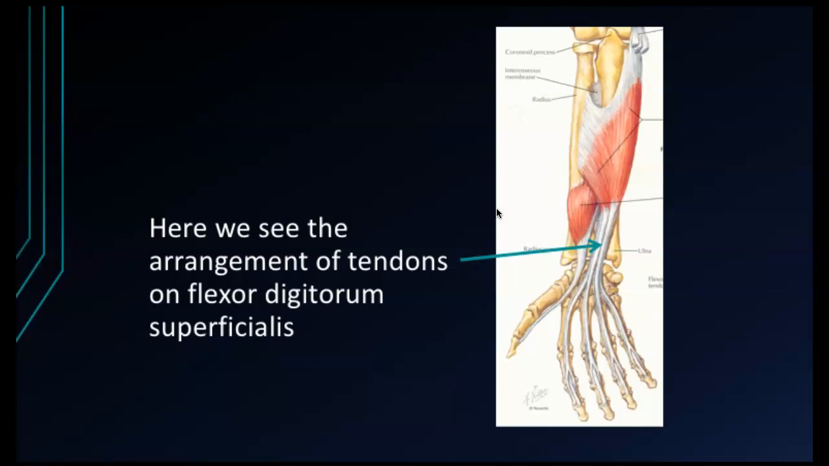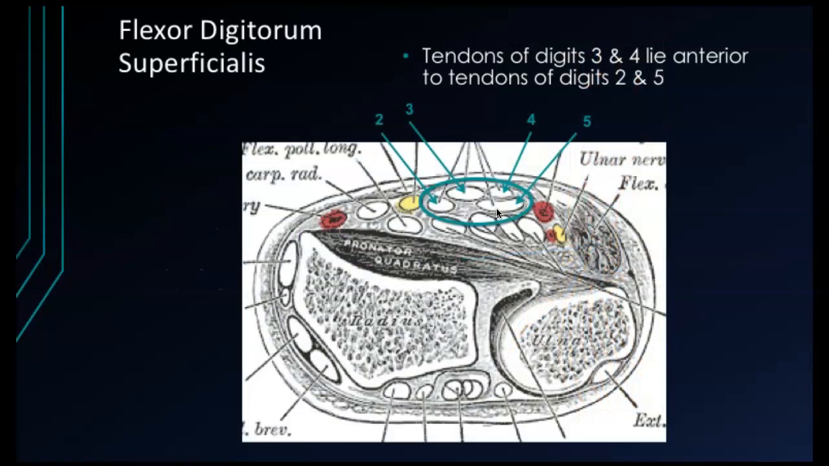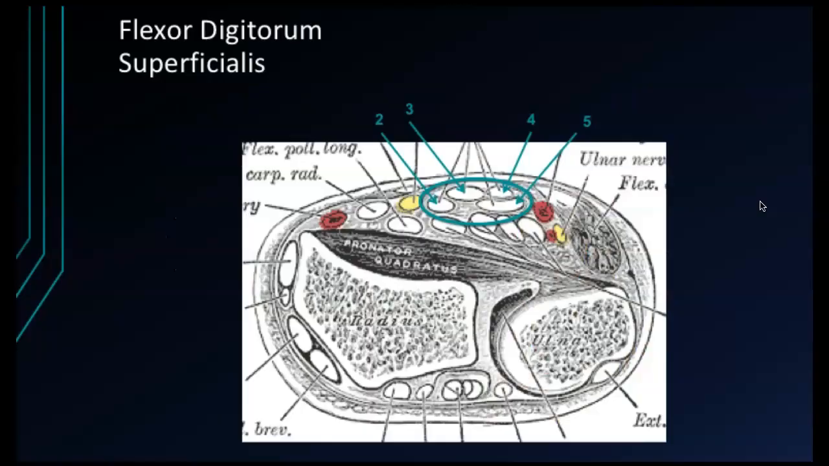So here is the Flexor Digitorum Superficialis. Notice how these tendons are almost shorter than the ones we would find with the profundus, which are profoundly longer.